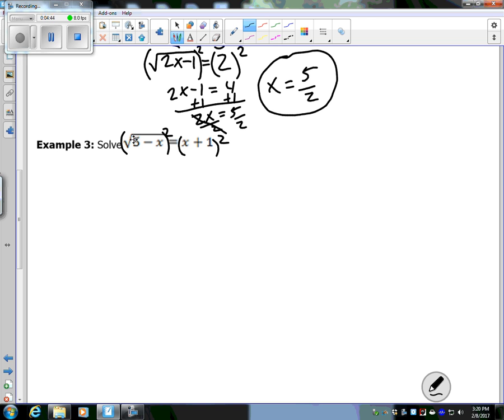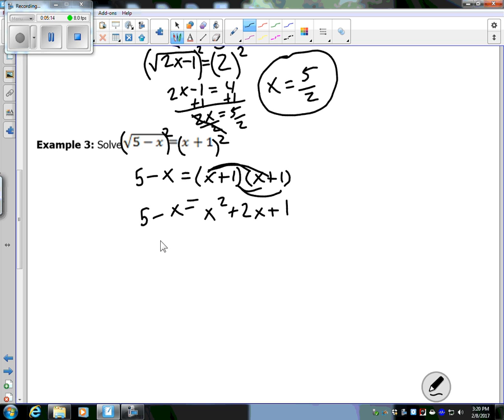So on the left side, square root and square cancel out. That's nice. But then we have x plus 1 squared. Binomial squared means that times itself. So we have to do x plus 1 times x plus 1. We multiply that out. x times x, x times 1, 1 times x and 1 times 1. That will give us x squared plus 2x plus 1. And on the left side you have 5 minus x.